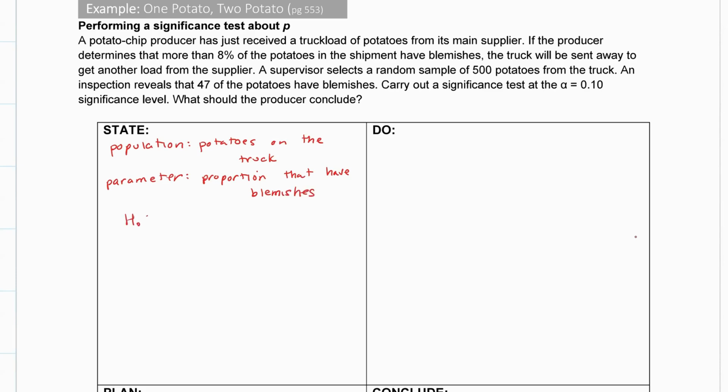Our H naught claim is going to be that everything's okay and that the population has 8% blemishes. But what we really want to know is, should we reject the truck? We want to know, is there more than 8% that have blemishes? And we've been told that the alpha value, the required amount of evidence that we need to send the truck away, is 10%.